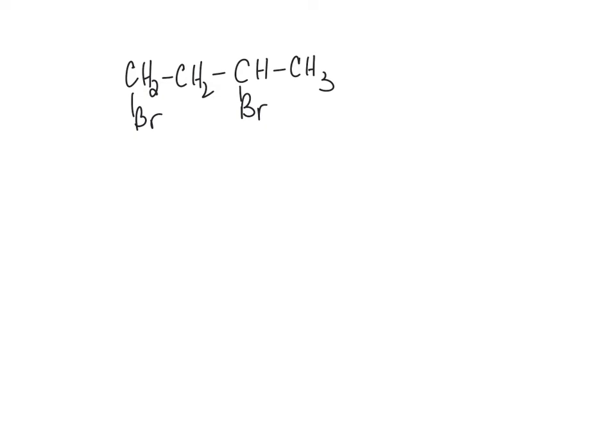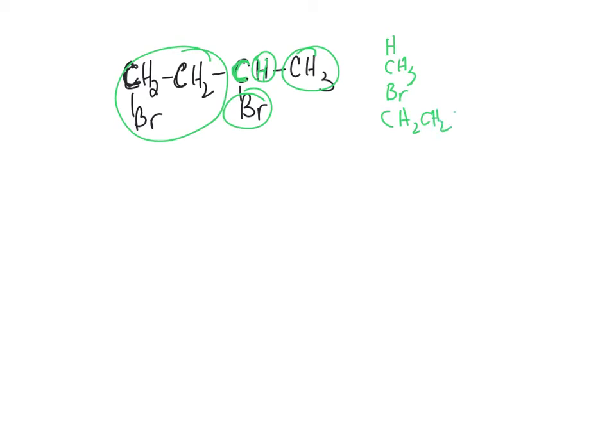The first carbon here is a CH2, so we go on, right? CH2. We have a CH, and this other one is a CH3. Is this carbon here bonded to 4 different things? It's bonded to hydrogen, bromine, CH3, and this group here, CH2, CH2, Br. Are those 4 different things? Yes. So there's your asymmetric carbon.